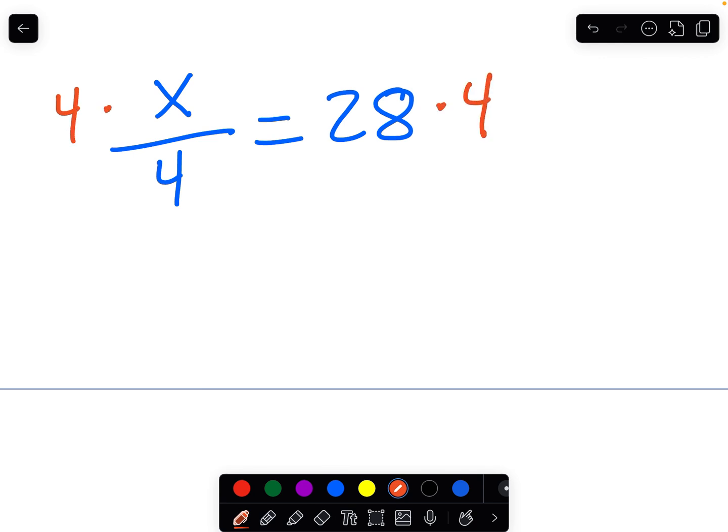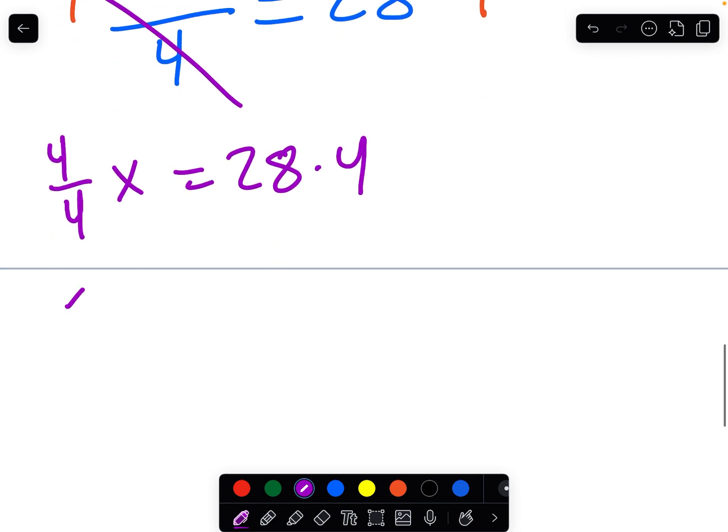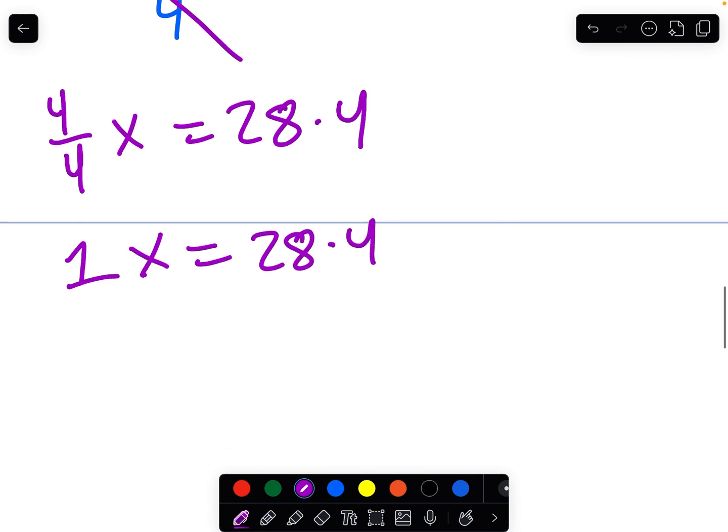And remember, this dot means to multiply. And then what happens when I do that is the 4s cancel each other out. It becomes 4 over 4 times x equals 28 times 4. 4 over 4 is the same as saying 1x equals 28 times 4, and 1x is the same as x, because any number times 1 is itself.